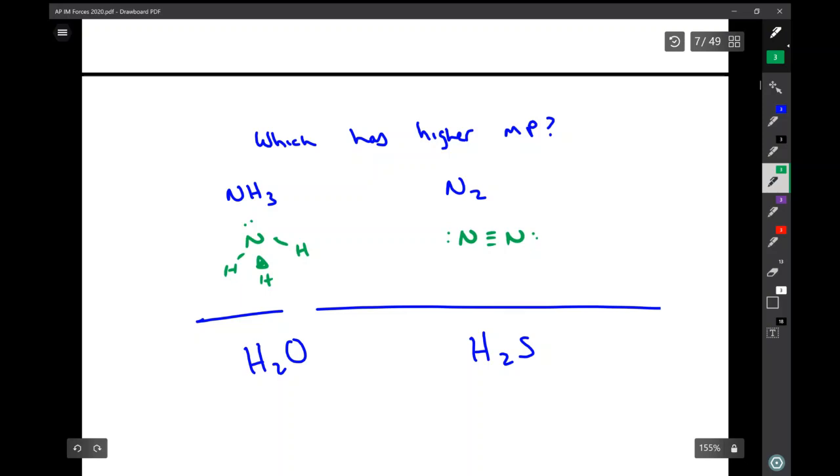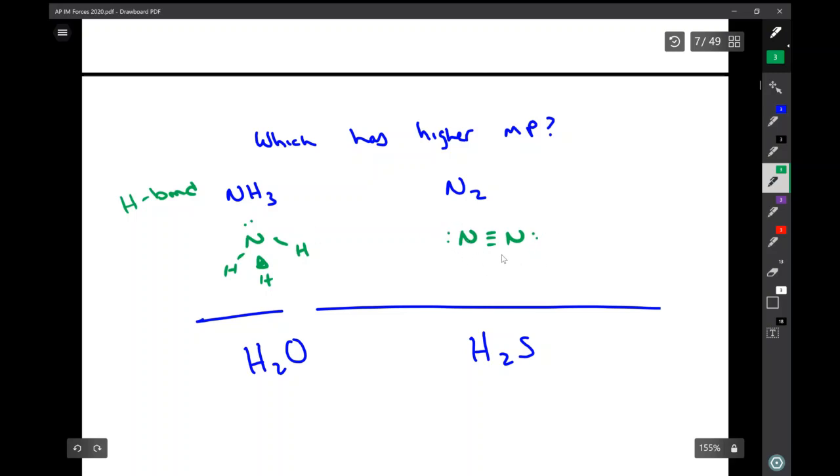All right, so there's NH3. NH3 is a trigonal pyramid, and NH3 is polar. Not only is it just polar, it is a hydrogen bond, because you have hydrogen bonded to a very electronegative nitrogen atom there. So NH3 is a hydrogen bond.